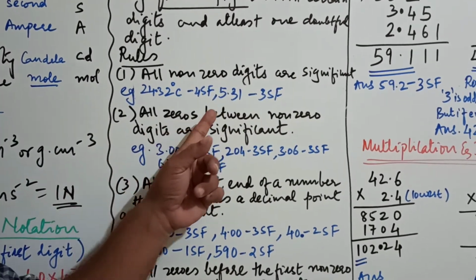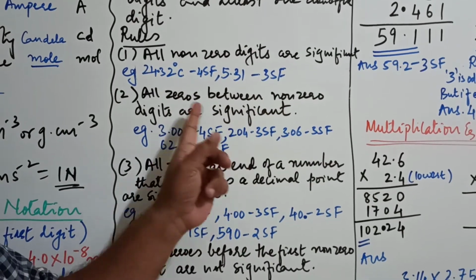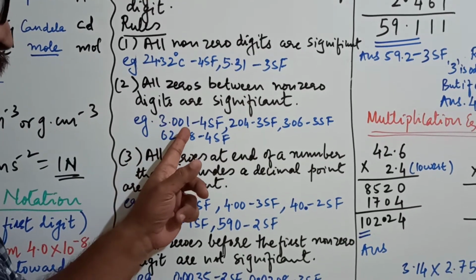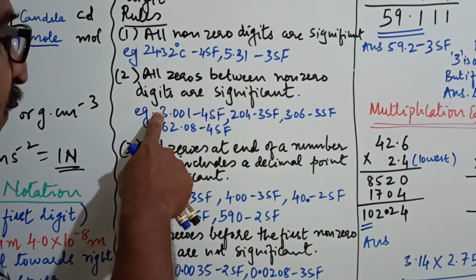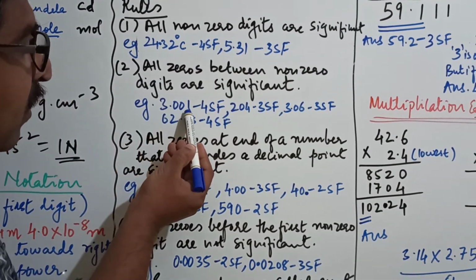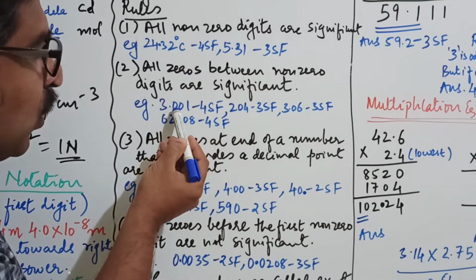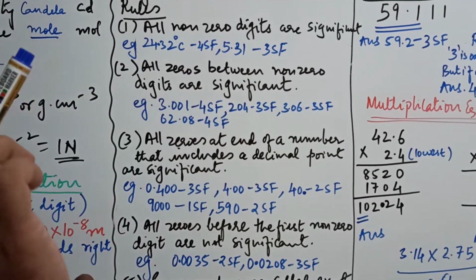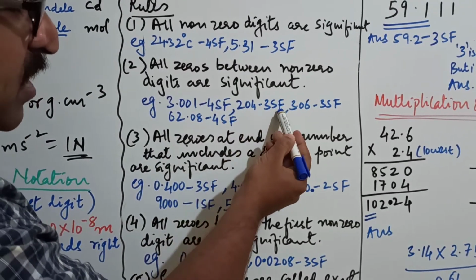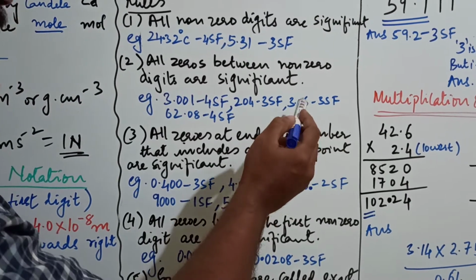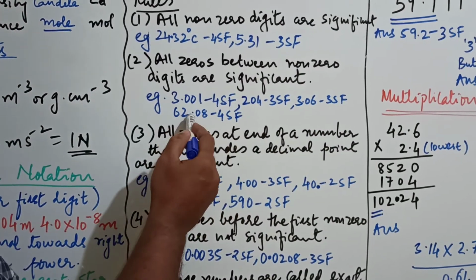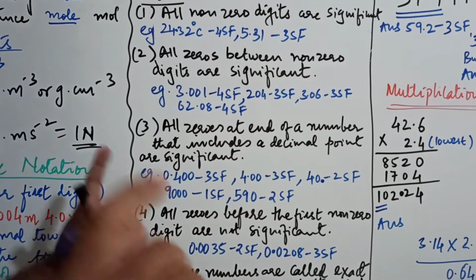Second, all zeros between non-zero digits are significant. Now here, 3.001. The zeros are between two non-zero digits. Which are the non-zero digits? 3 and 1. In between, what is there? 0. So 1, 2, 3, 4. All are significant. So there are 4 significant figures. Here 204. 0 is between these two non-zero digits. So 3 significant figures. SF means significant figure. 3.06. So there are 3 significant figures. 62.08. 4 significant. 1, 2, 3, 4. 0 is between the non-zero digits.